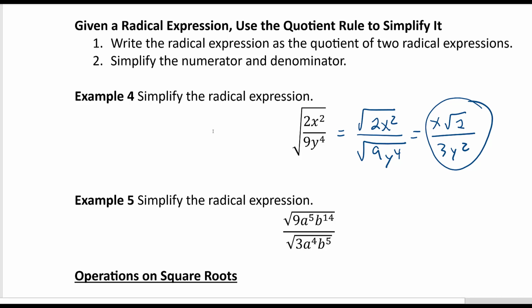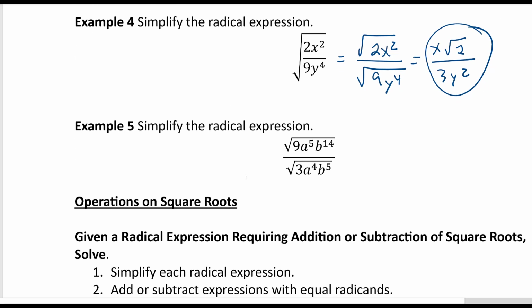And then this next one is to simplify the radical expression. So we could bring this under one radical. So we have 9a to the 5th b to the 14th over 3a to the 4th b to the 5th. So the 9 and the 3 reduce, leaving a 3. And then we can subtract the powers, a to the 5th over a to the 4th.